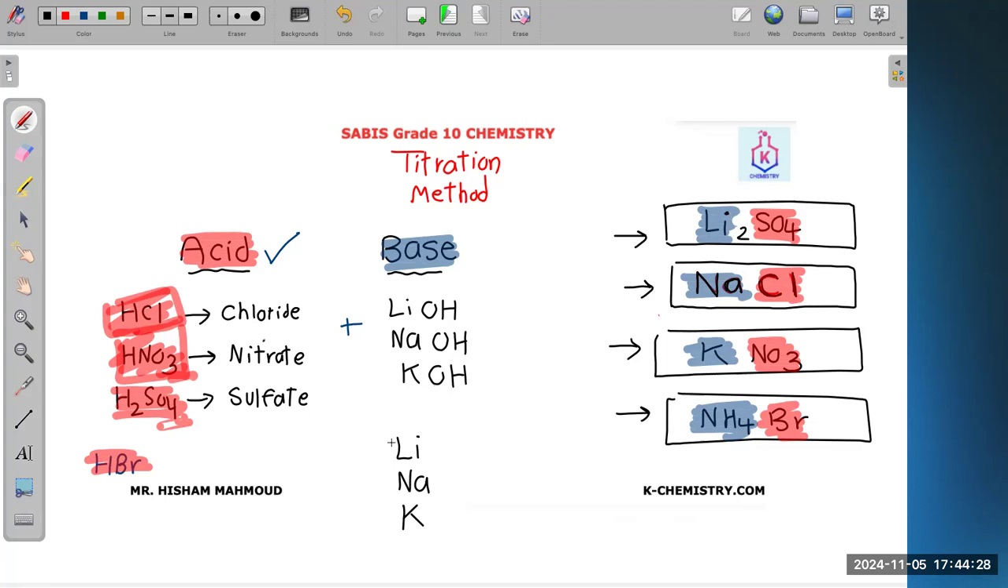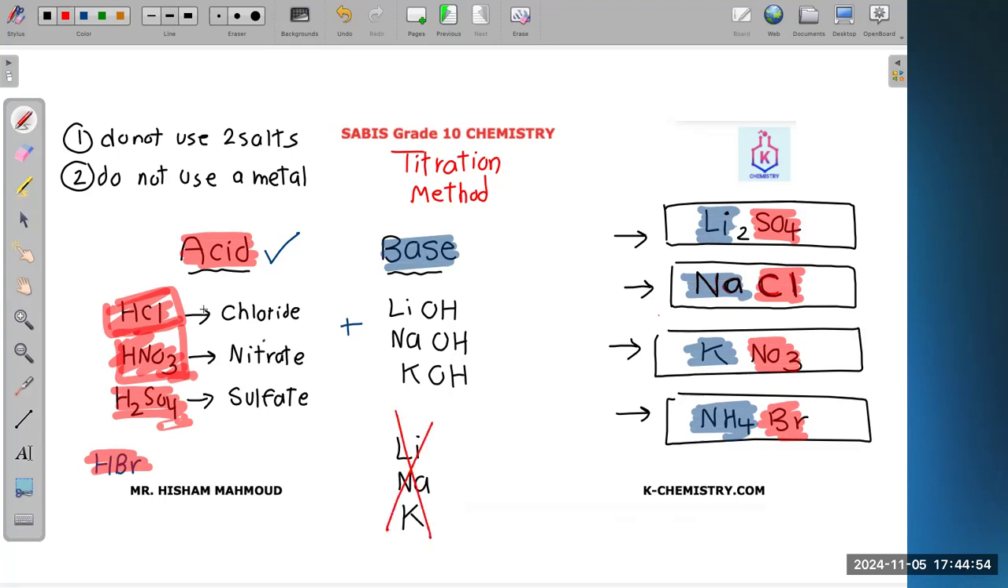Is this a base or just a metal? No, mister, take care. What you should not do in the titration is use two salts, and don't use a metal. So what must I use, and nothing else works? A metal hydroxide, meaning you must use a base. This is also wrong. The only things I am allowed to use are acid and bases.